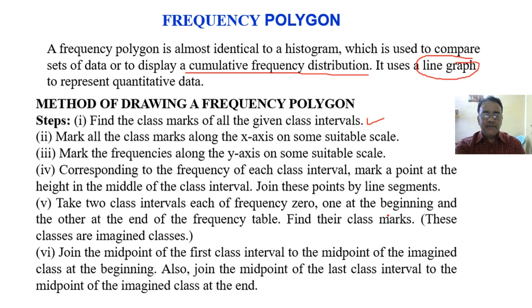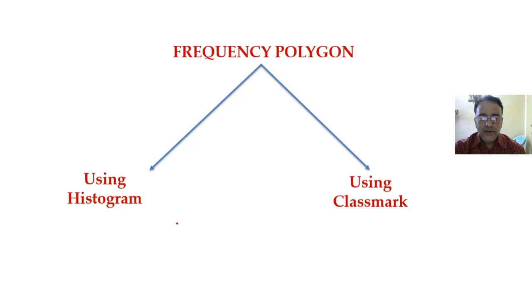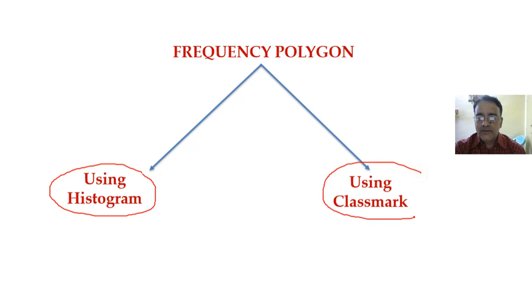So these are the steps. I will explain with the help of an example. Here also there are two types of questions, by using histogram and by using class mark. So by using histogram we will do tomorrow. By using class mark we will do today. Okay. So I am starting the fourth question.